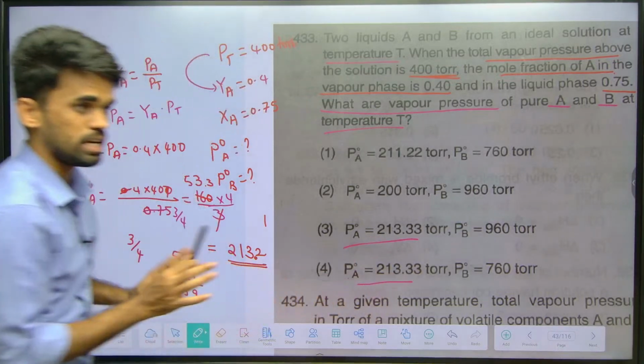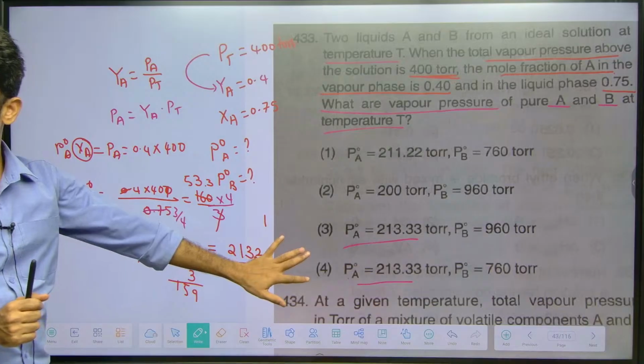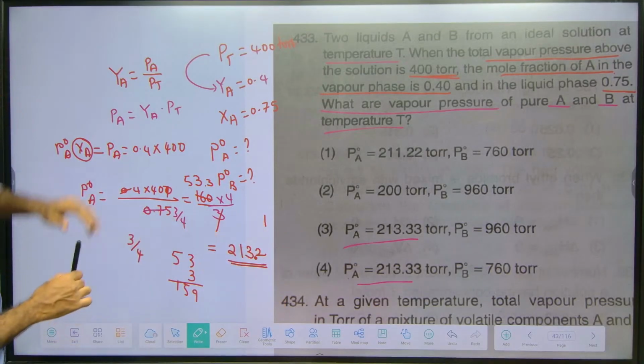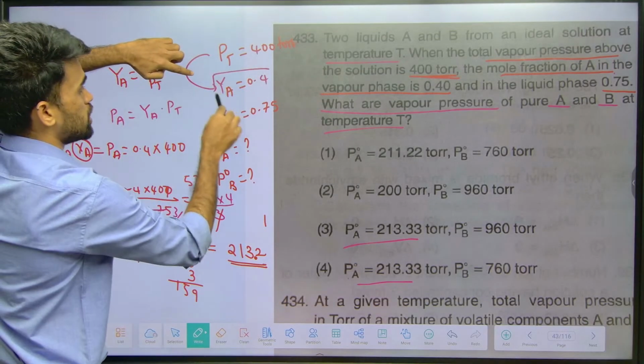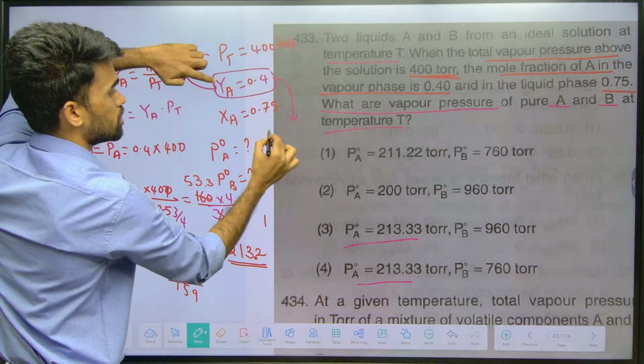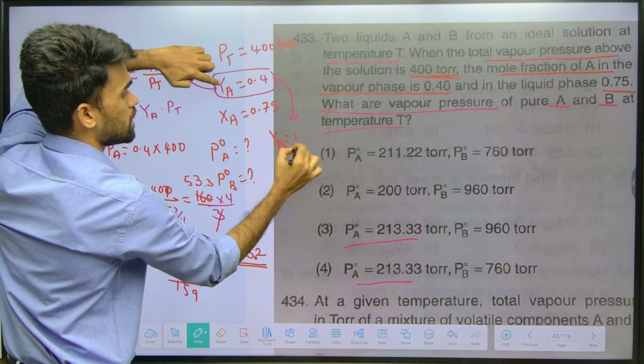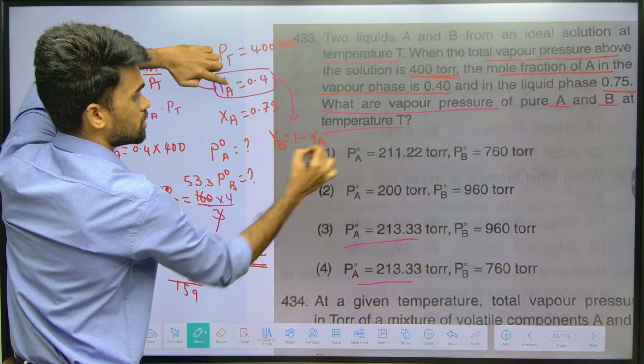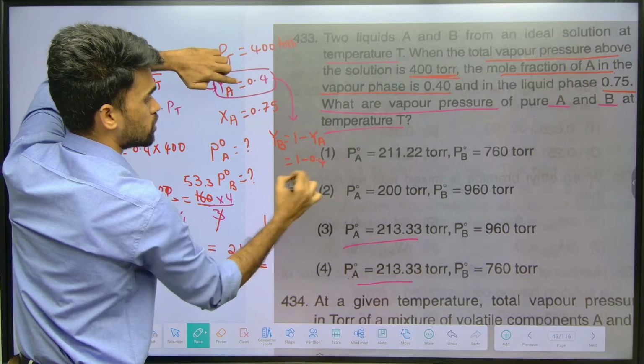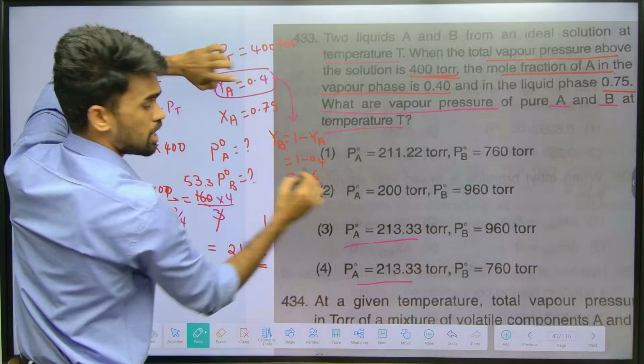Is this clear up to here everyone? Clear or not? How are you finding it? So P naught A is fine. See, if YA is this much, then what is YB? 1 minus YA, that is 1 minus 0.4. You'll get 0.6. Clear up to here?